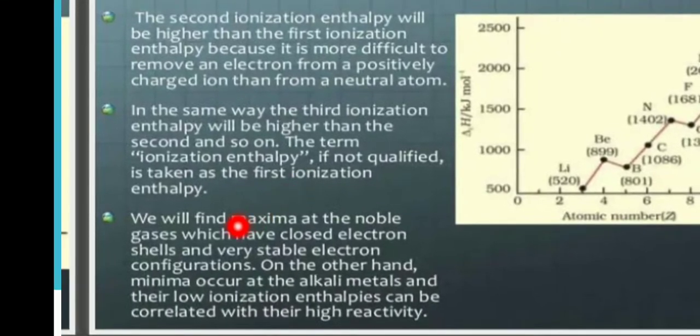We will find maxima at the noble gases, which have closed electron shells and very stable electron configurations. On the other hand, minima occur at the alkali metals, and the lower ionization enthalpy can be correlated with the higher reactivity.